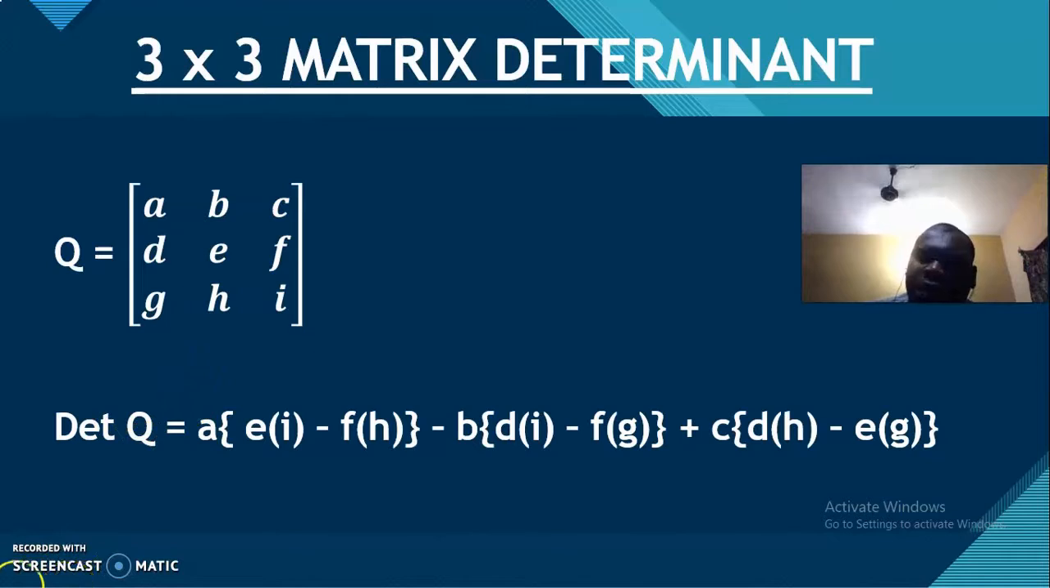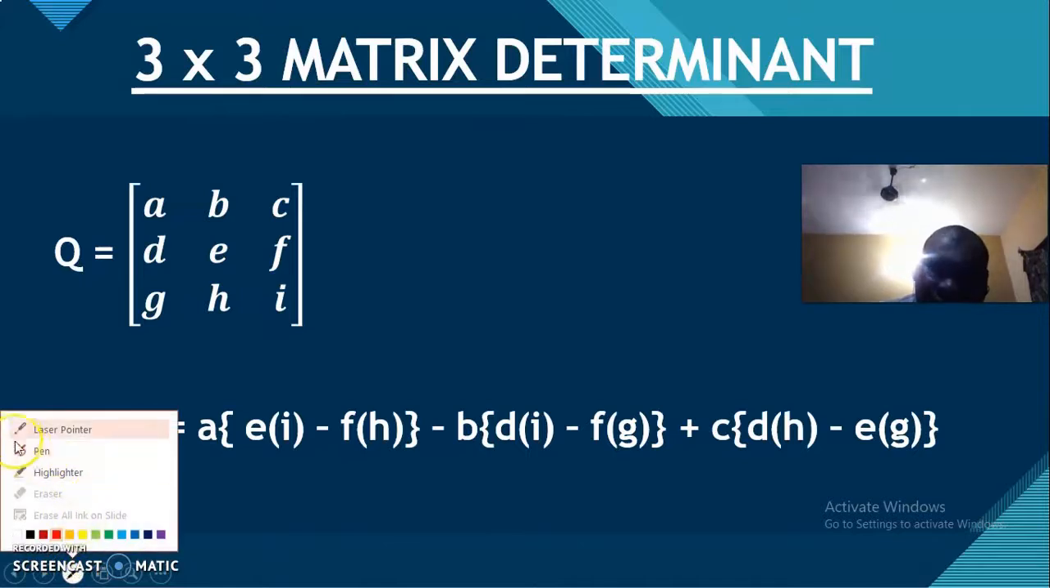So how do we get the determinant of a 3 by 3 matrix? The simple step is to convert it to a 2 by 2 matrix. That's what we are going to look at today, how to do that. Stay with me and learn.